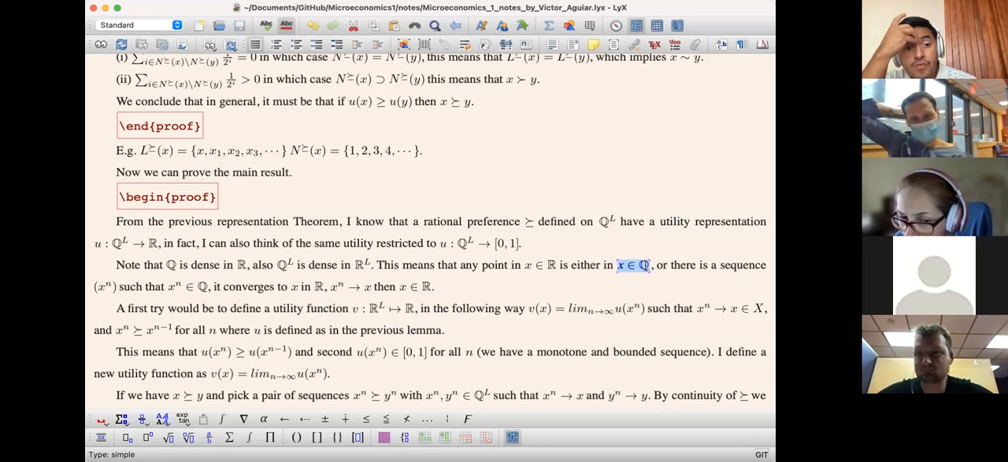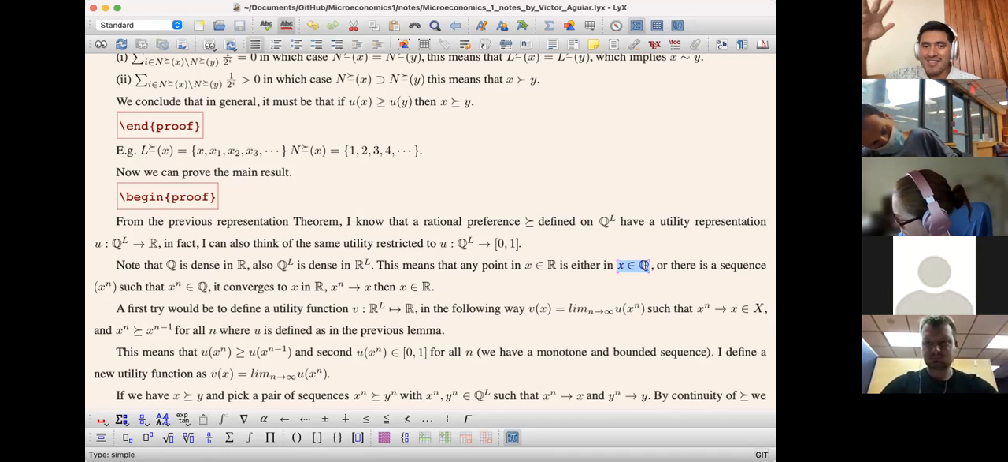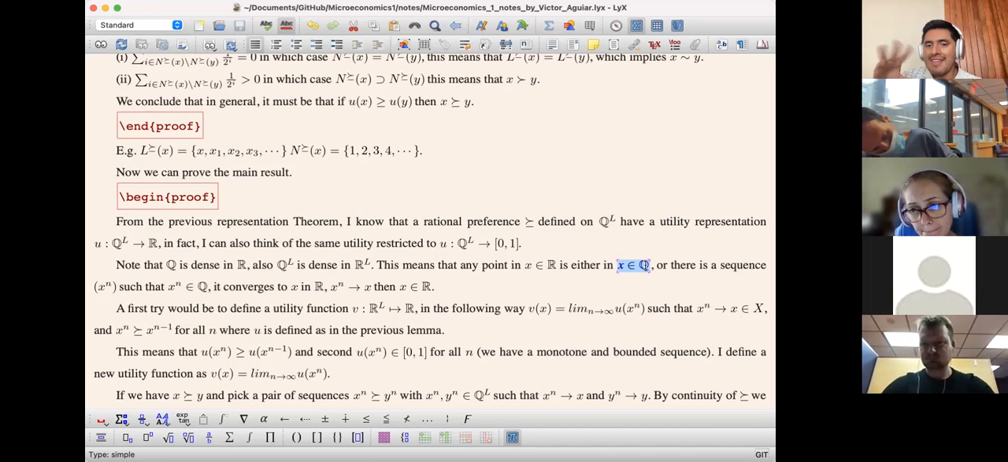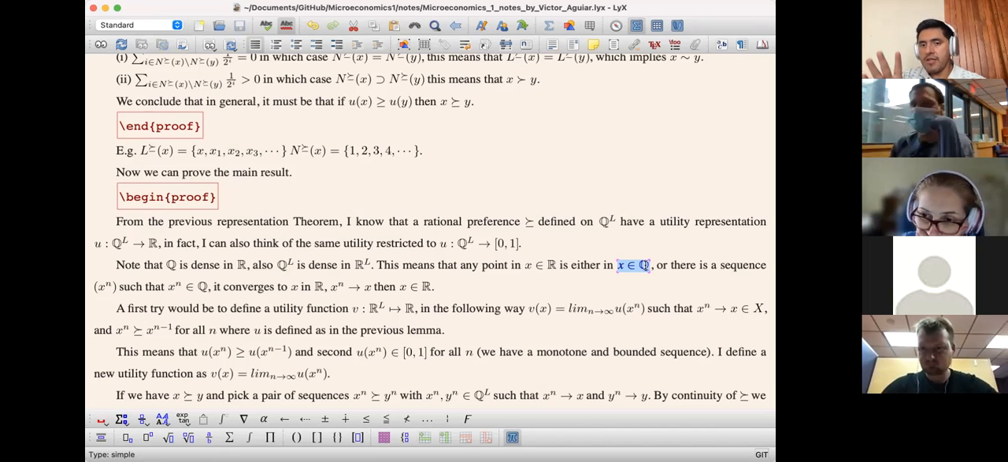So now, remember that I already constructed a utility for the rationals, for the sand. So a first try would be to define a utility V in the Euclidean space, so actually in the reals, in the following way. Here is the hand-wavy part. Take V(x) to be the limit of U(x_n). Of course, this is not well defined, it's just an intuition. I'm going to define it formally in a second, such that x_n goes to x.